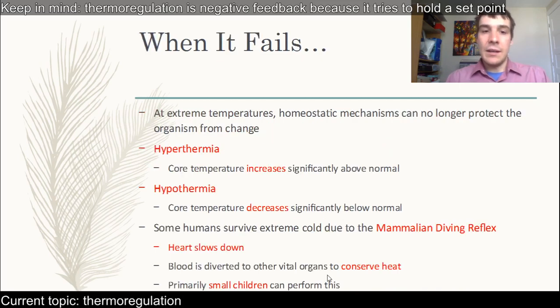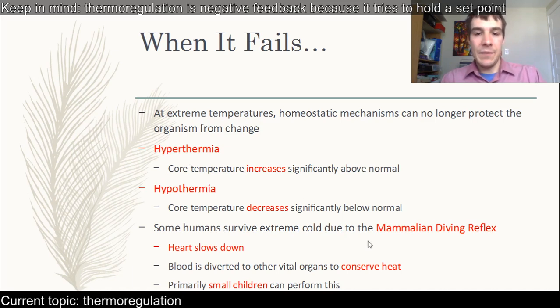When it gets really bad, we can't protect ourselves. No matter how much thermoregulation our body wants to do, going outside when it's -40, you're going to get hypothermia. Being outside in a sweater when it's +40, you might get hyperthermia. It's the opposite.